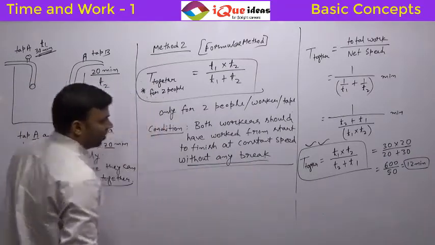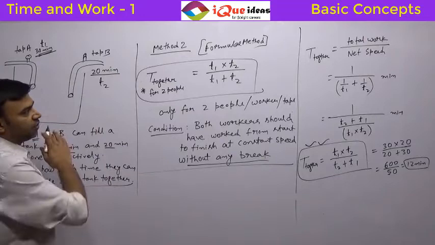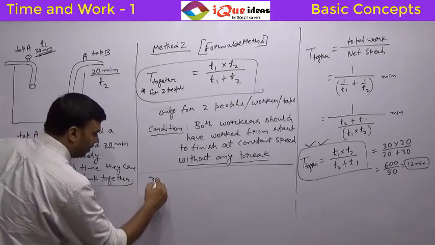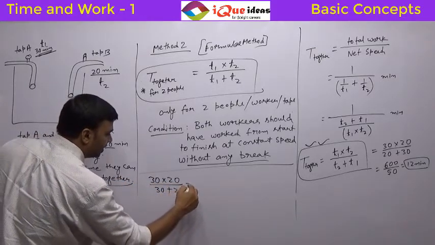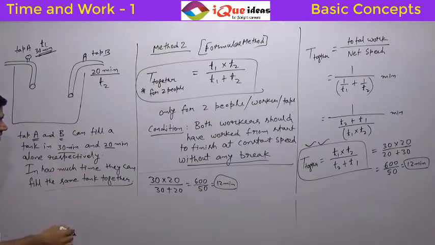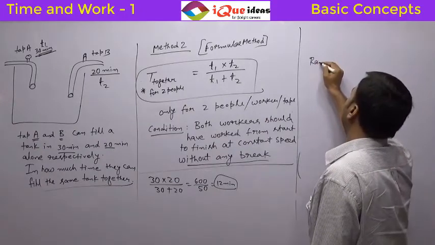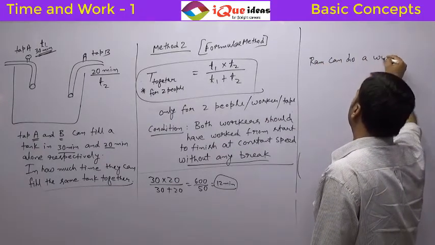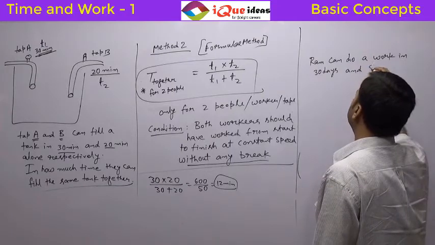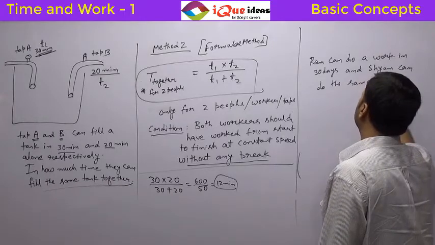Again, how do we know whether there is a break or not? If there is any break, it will definitely be mentioned in the question. Here it is not mentioned, so we'll assume that there is no break. So we can directly apply this formula in this question. So that means this becomes a very simple question. You just read the question, just take the formula 30 into 20 divided by 30 plus 20, which is 600 upon 50, that is 12 minutes. Even if you change the context of the situation, the formula will not change. For example, if I take a simple question, Ram can do a work in 30 days and Shyam can do the same work in 20 days.